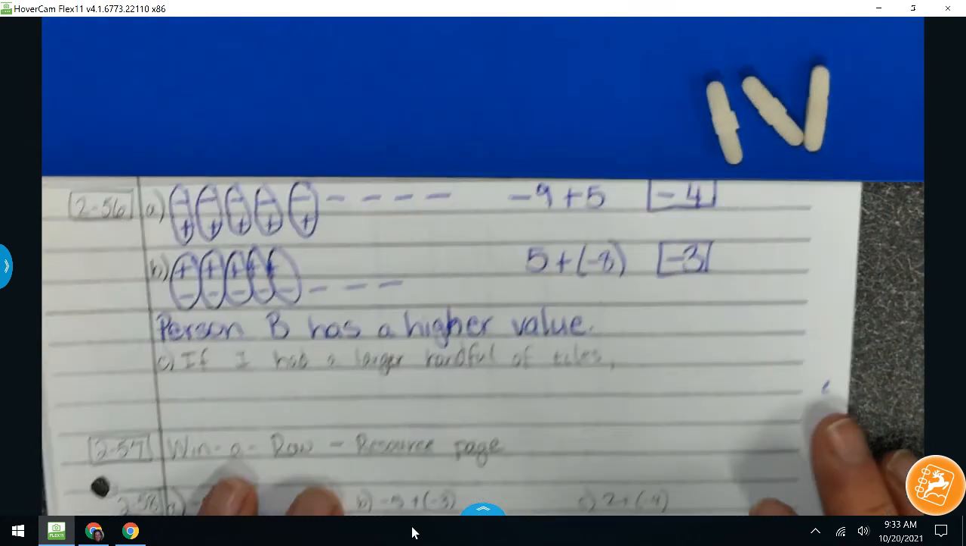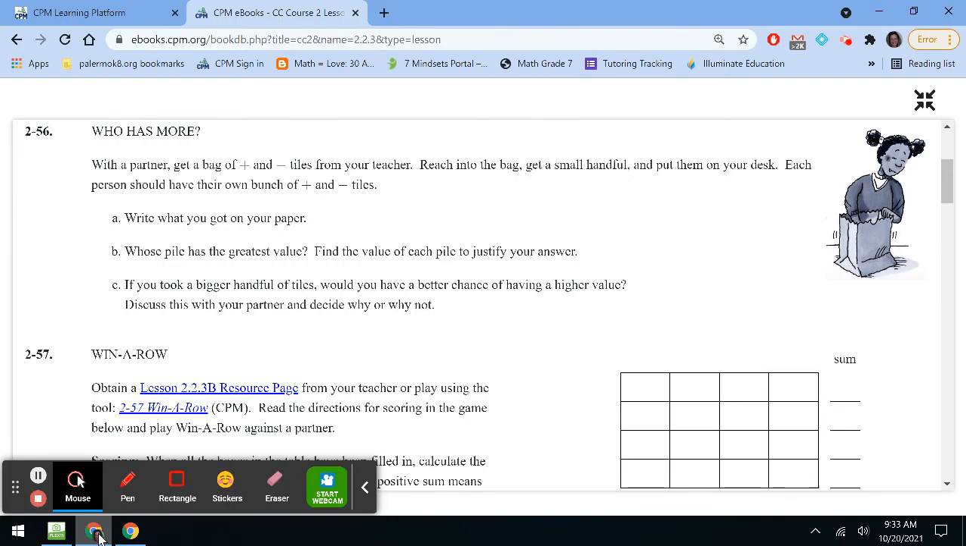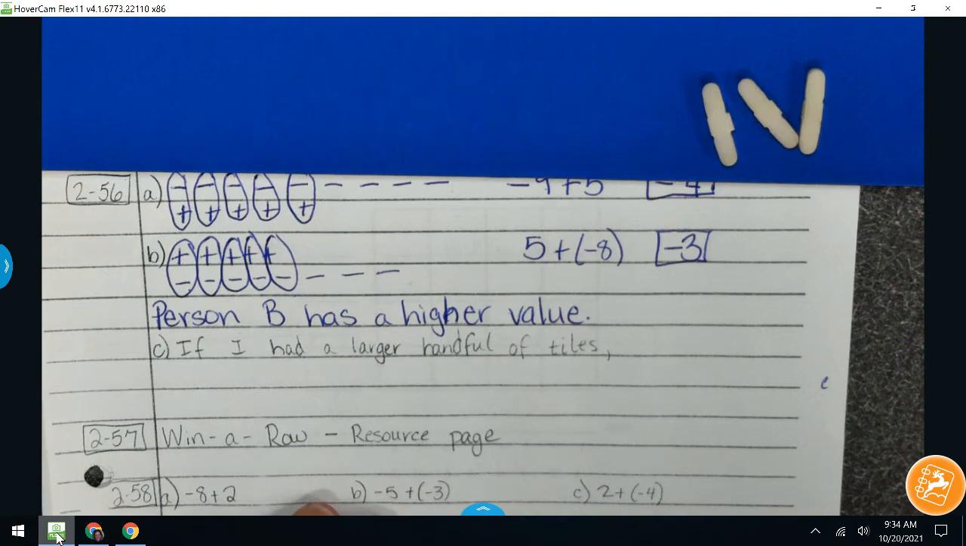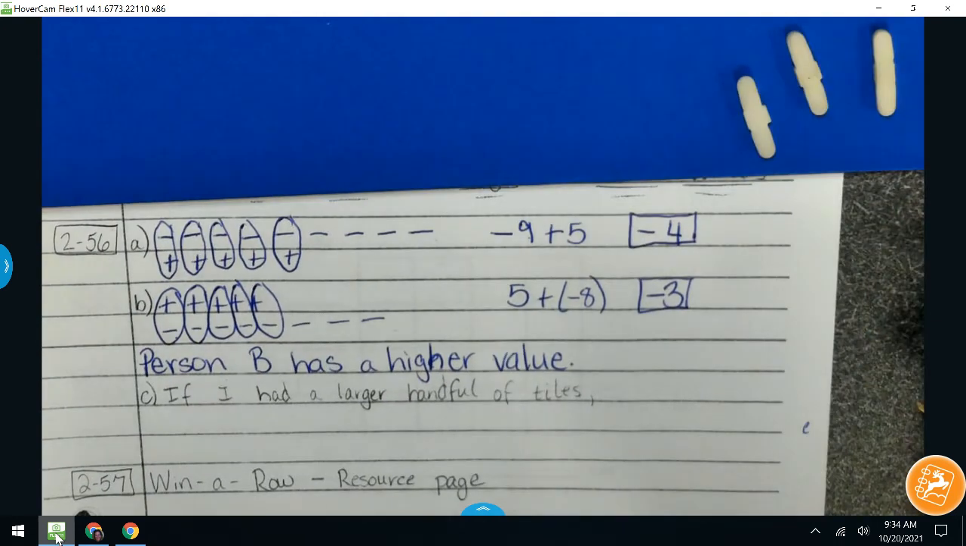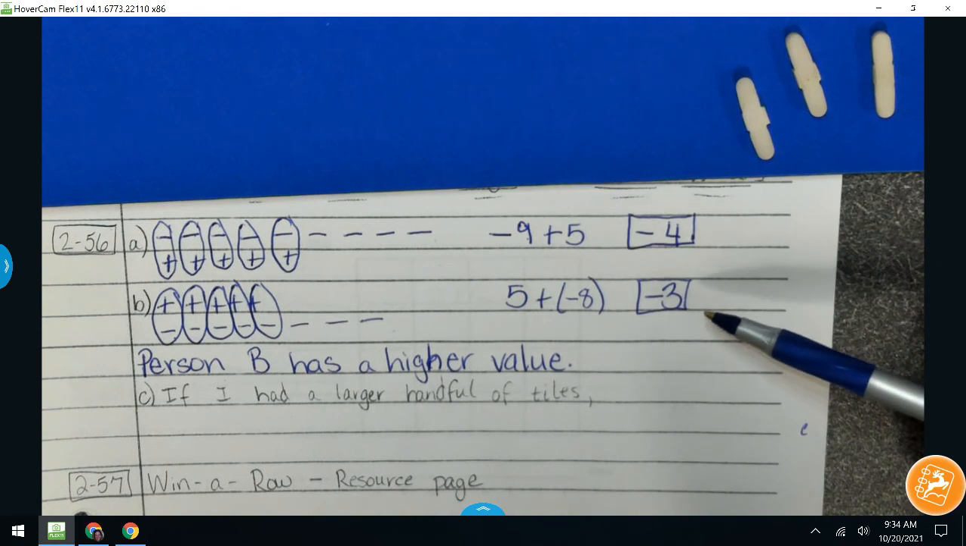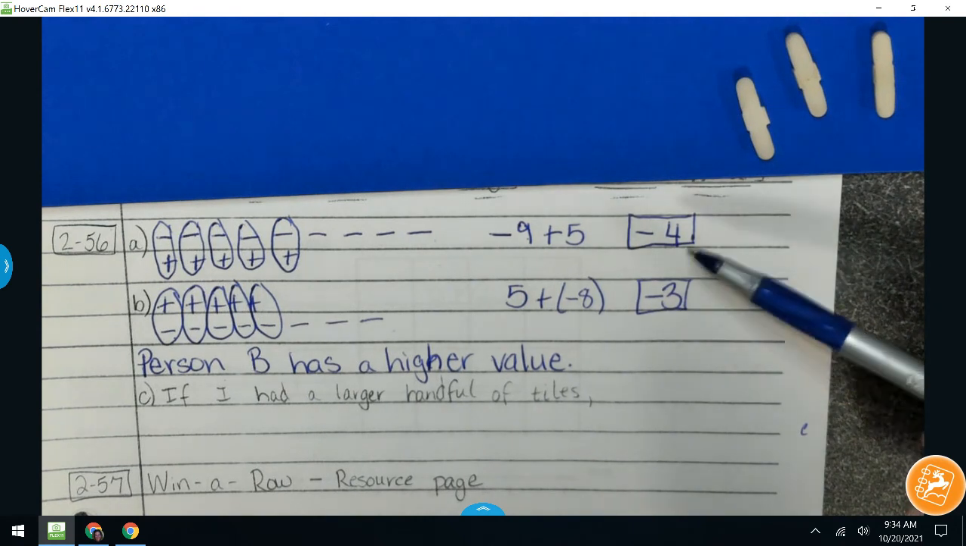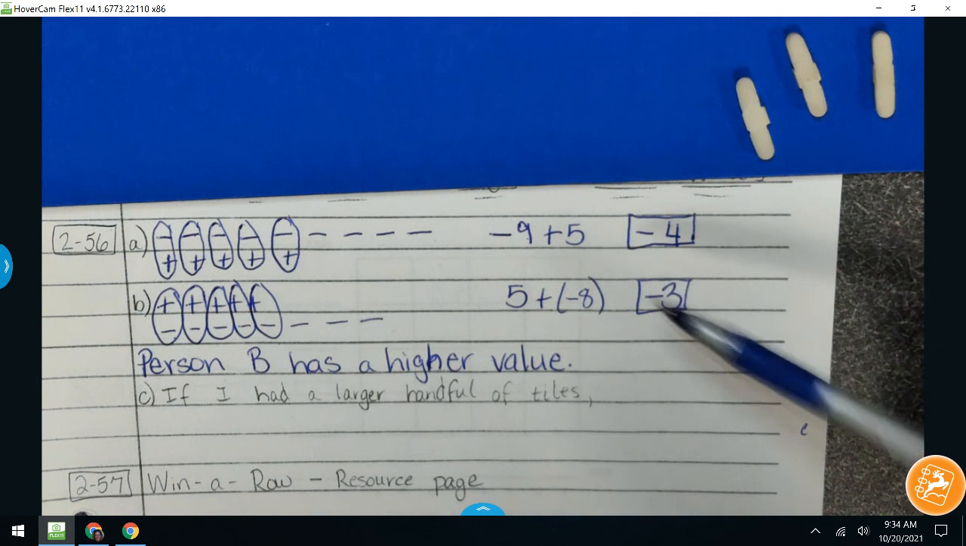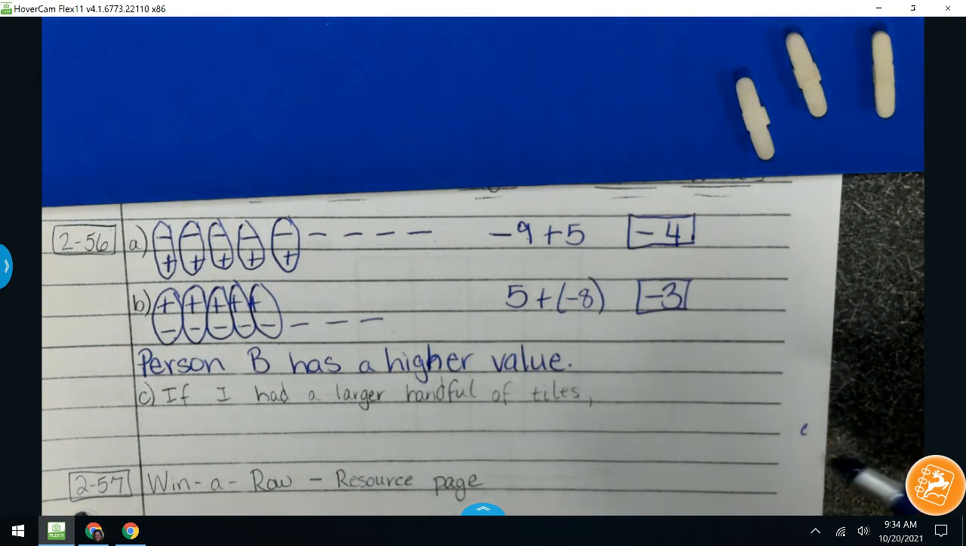So Charlie says this. Charlie says, if you took a bigger handful of tiles, would you have a better chance of getting a higher value? Now, my tiles were totally at random, but I think it's really good at illustrating the answer to this. Person A technically has one more tile than person B. However, because of what the tile was is whether or not who had the higher value.